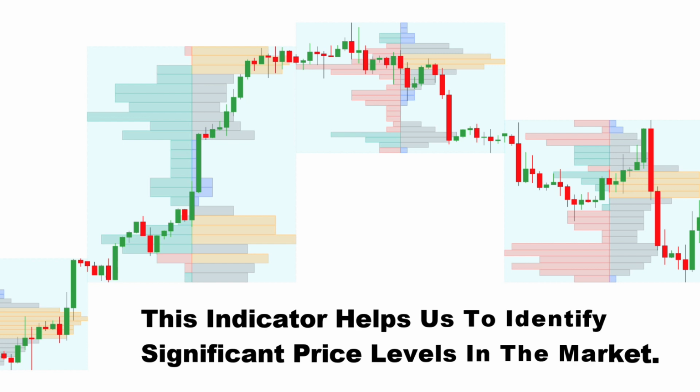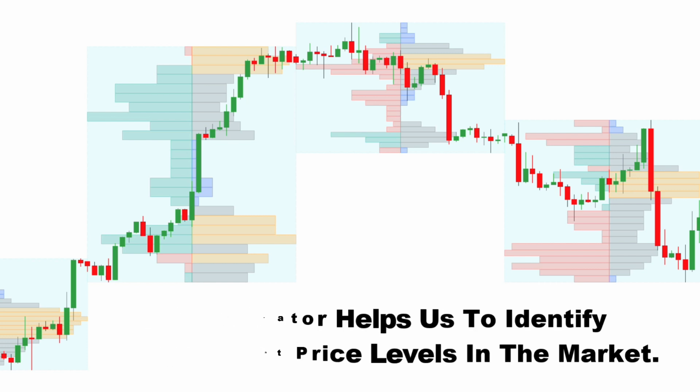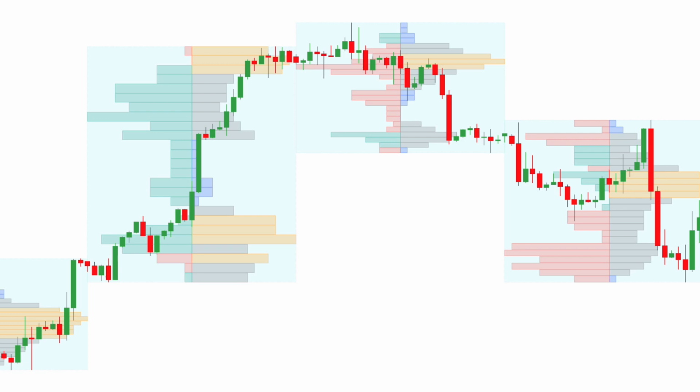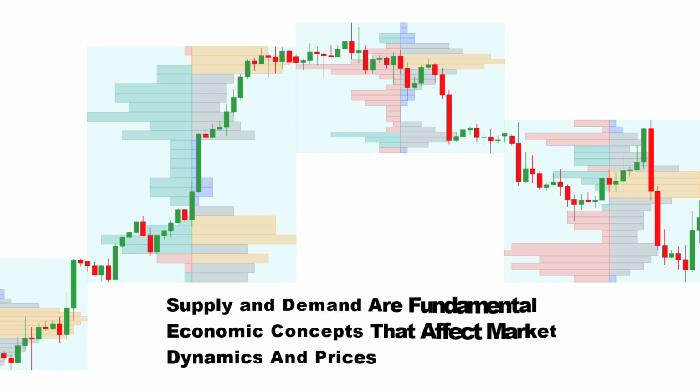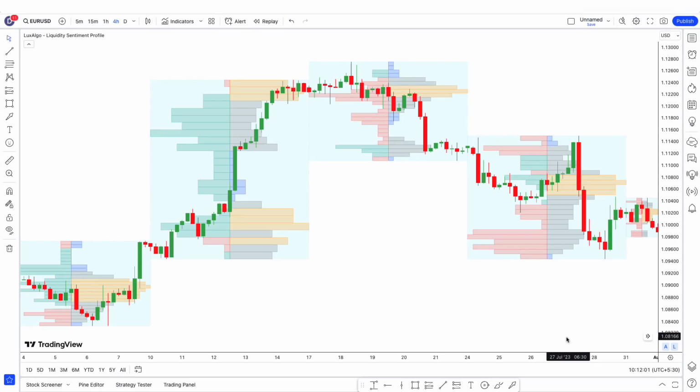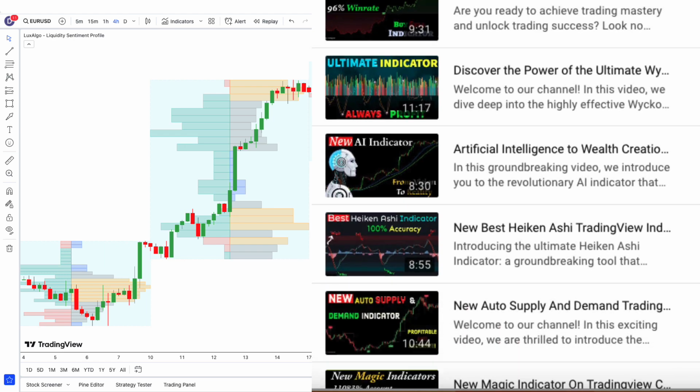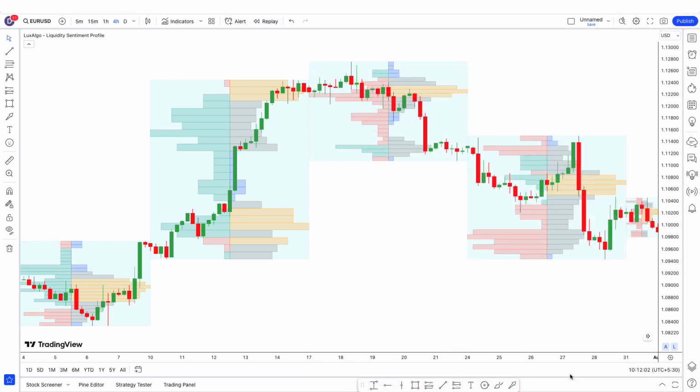This indicator helps us to identify significant price levels in the market. For example, when there is low trading activity for a price level, it may show a supply or demand zone, which in this case may show a supply zone for this price level, or a high for a price level such as can be shown here or here. When there is trading activity, it can show consolidation. Supply and demand are fundamental economic concepts that affect market dynamics and prices. In other separate videos, you can see a comprehensive guide to this nice advanced indicator in my playlist, and I explain in the playlist video how you can use this indicator with smart money concepts and price action analysis.